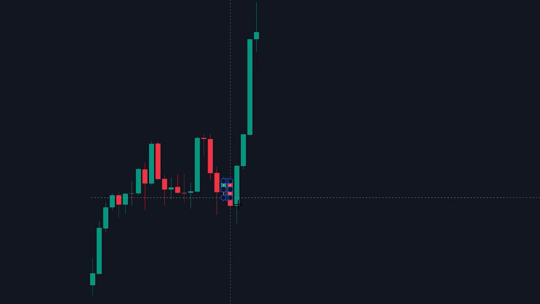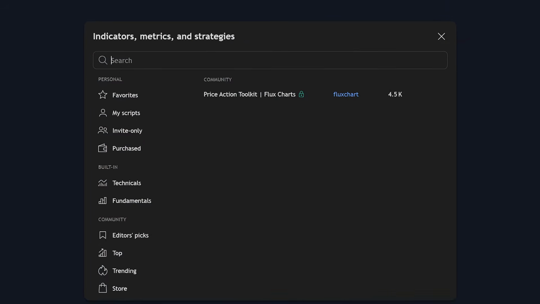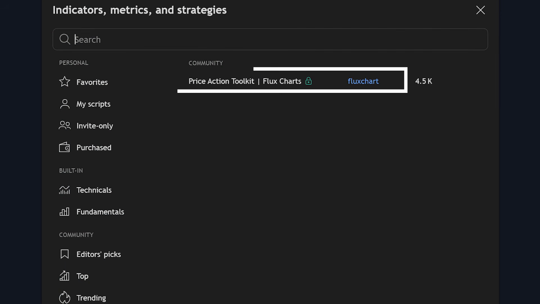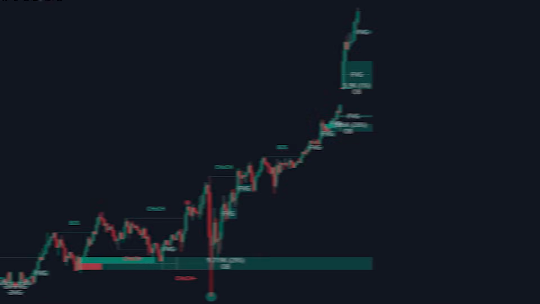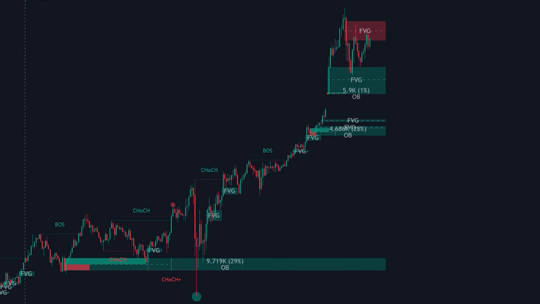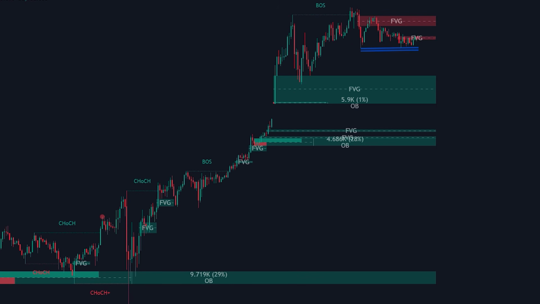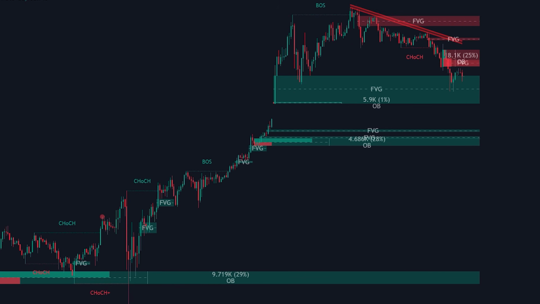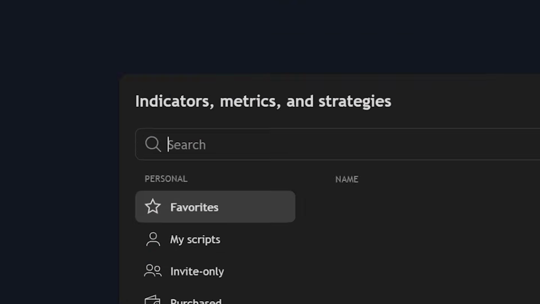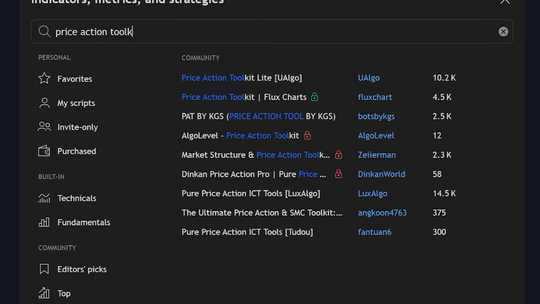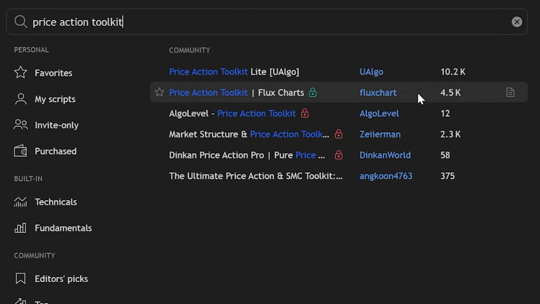You can mark these concepts manually on your charts, or I recommend using the Price Action Toolkit by Flux Charts. This powerful indicator automatically identifies all the smart money concepts we just discussed, saving you time and ensuring you never miss important setups. From the Indicators tab, type Price Action Toolkit and click on the indicator provided by Flux Charts.